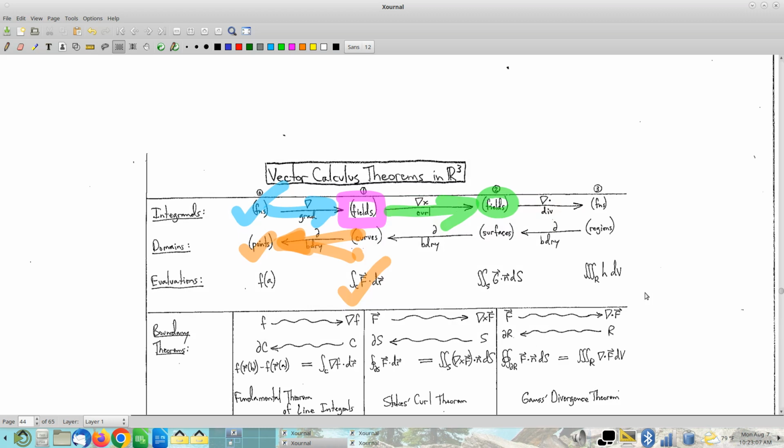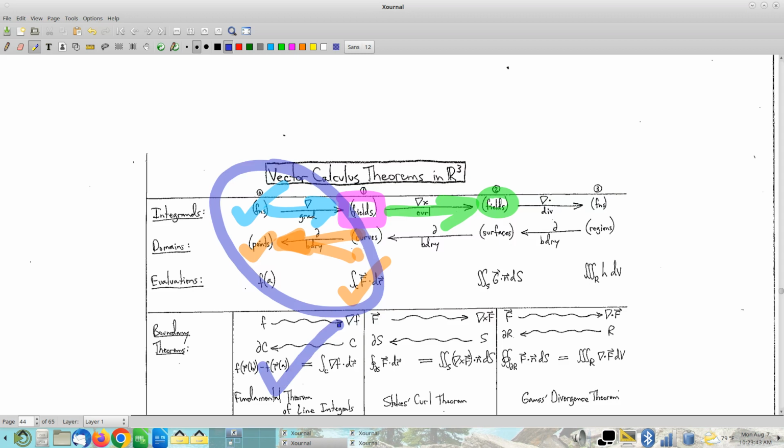So path independence. How was it that I argued that every gradient was path independent? I used the fundamental theorem of line integrals. There we go. I showed that gradients are path independent by way of the fundamental theorem of line integrals.